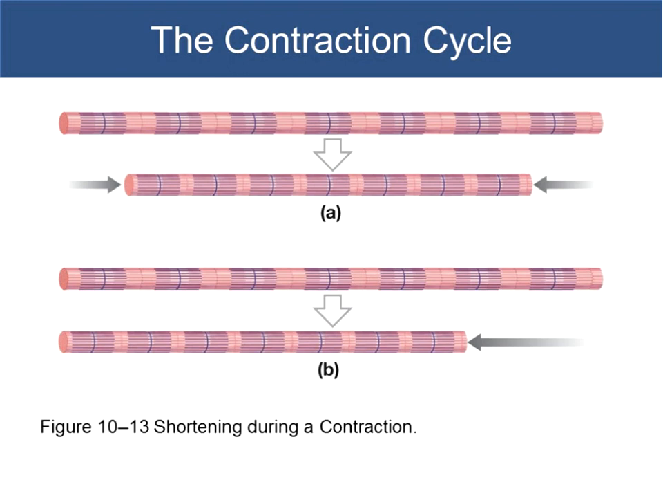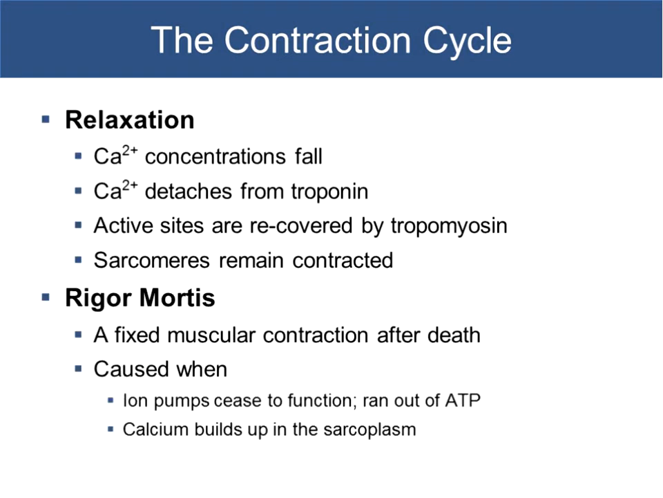So when we shorten the sarcomere, this is what happens. We have a shortening of the sarcomere, so each one of these little guys, there's a sarcomere, there's a sarcomere, there's a sarcomere, that's going to create tension. And that tension that we've created is going to allow work to take place.